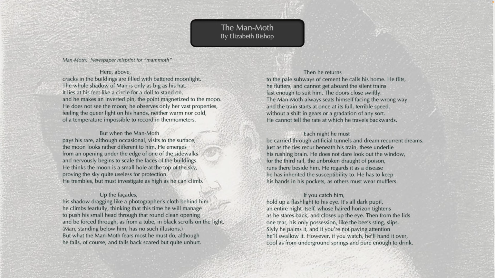If you catch him, hold up a flashlight to his eye, its all dark pupil, an entire night itself, whose haired horizon tightens as he stares back and closes up the eye. Then from the lids one tear, his only possession, like the bee's sting, slips. Slyly he palms it, and if you're not paying attention, he'll swallow it. However, if you watch, he'll hand it over, cool as from underground springs and pure enough to drink.